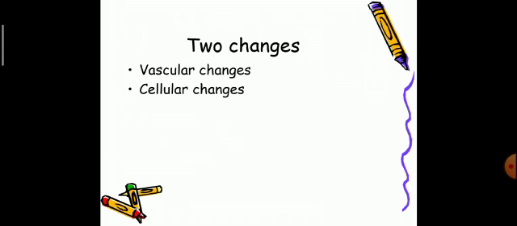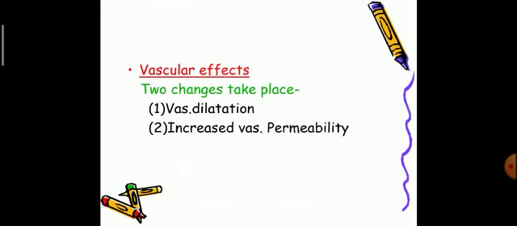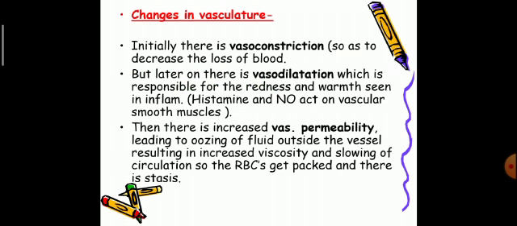Now, mainly two changes are there in case of acute inflammation. First is vascular, second one is cellular. Two vascular changes take place: vasodilatation and increased vascular permeability. Initially there is vasoconstriction, but later on there is vasodilatation, which is responsible for the redness and warmth seen in inflammation. The culprits are histamine and nitric oxide acting on vascular smooth muscle cells.